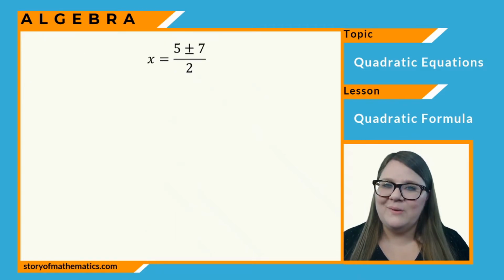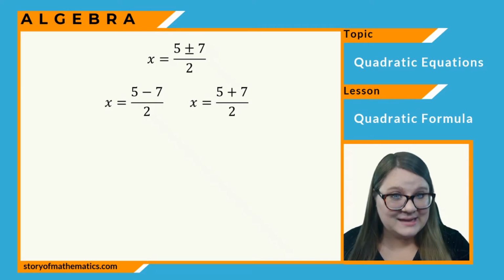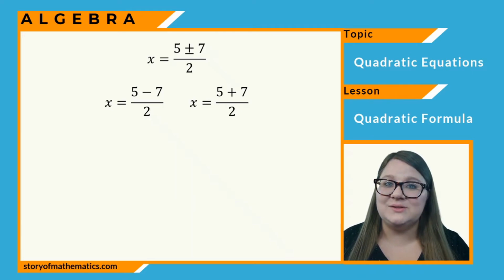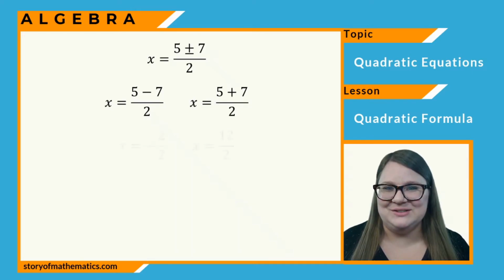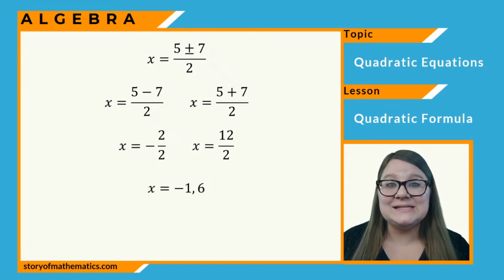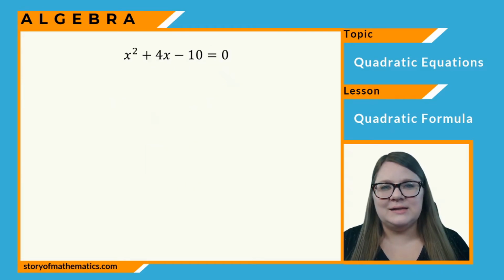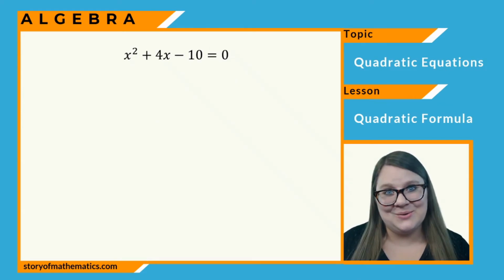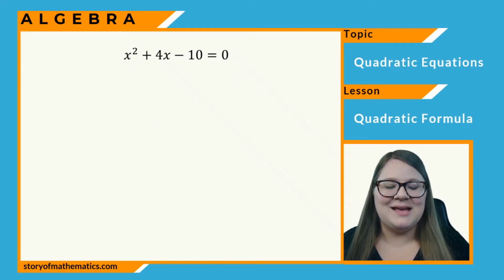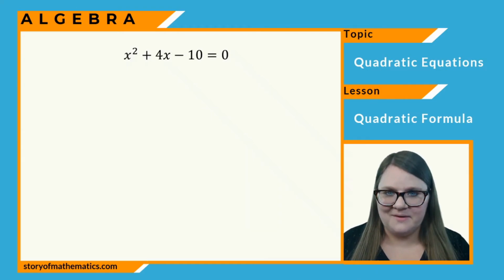I can then rewrite that as two separate equations. So I have x equals 5 minus 7 over 2 and x equals 5 plus 7 over 2. When I continue to simplify these, I'm going to end up with x equals negative 1 and 6 as my two answers. Now, not all of our answers are going to come out perfect in whole numbers, and that's also okay. Let's take a look at an example where our answer won't be so perfect looking.